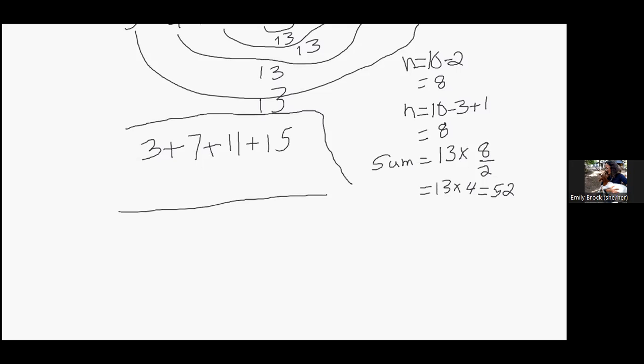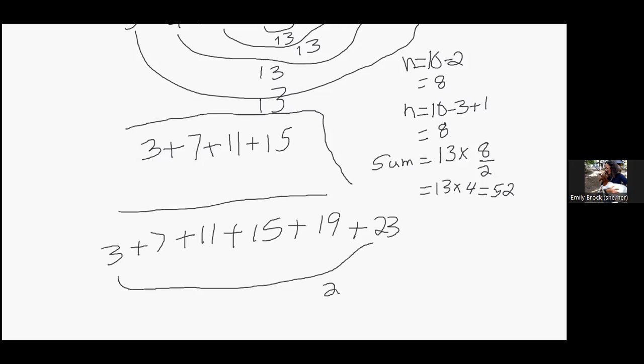I'm going to put this down here. 3 plus 7 plus 11 plus 15 plus 19 plus 23. Now the main thing is that this is what we call an arithmetic sequence. Each time I'm adding up by the same amount. We still have the same characteristic that the first and the last, 26 in this case, and as you go in, the sum will always be the same. So we still maintain the common sum.